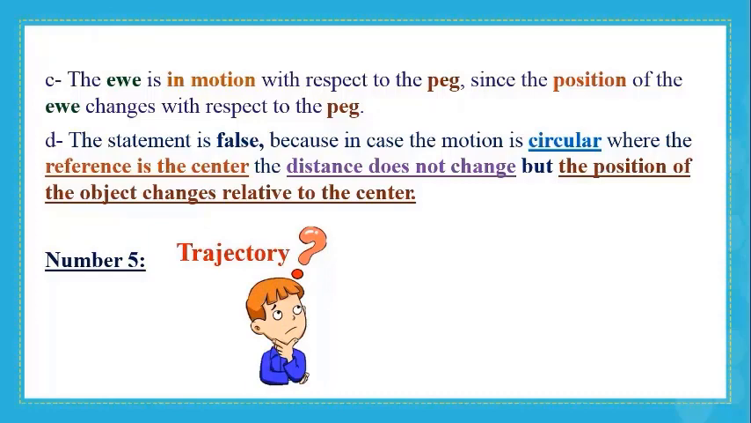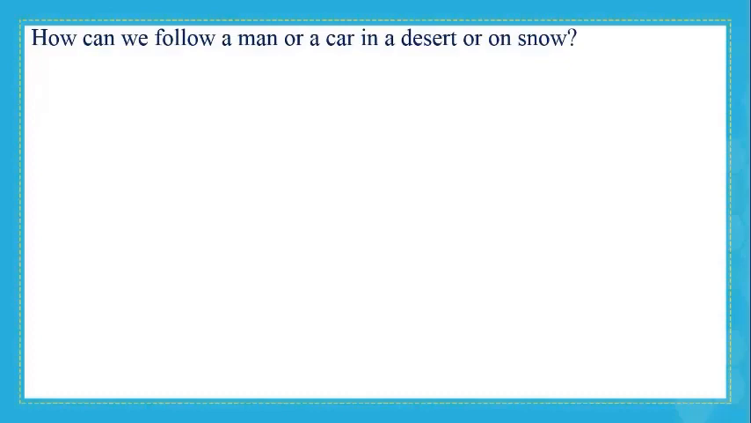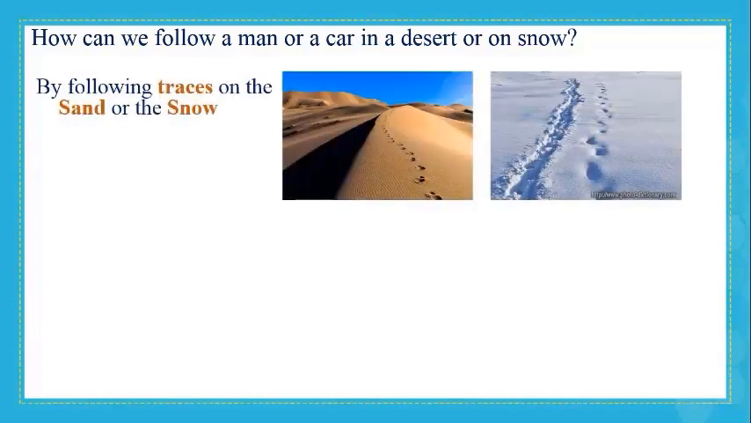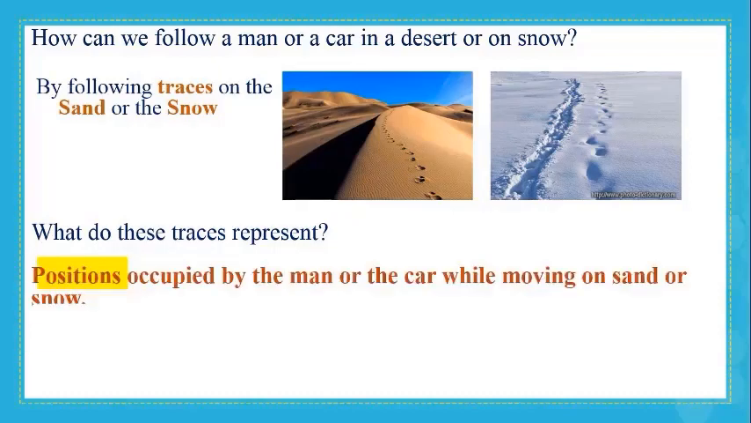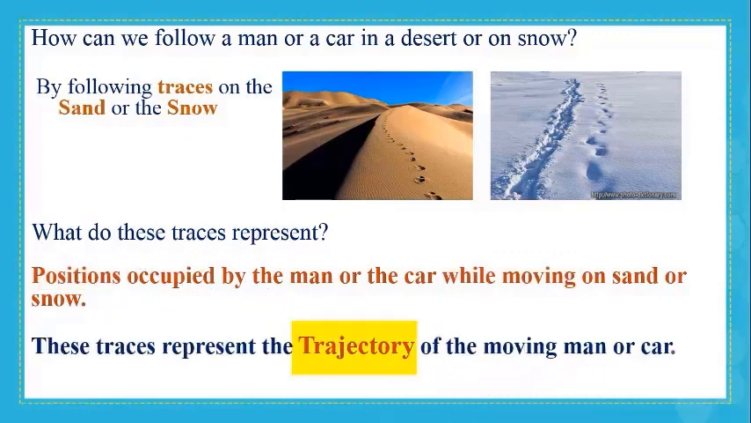You have to define trajectory. What is trajectory? Let's see. How can we follow a man or a car in a desert or on snow? By following traces on the sand or snow. What do these traces represent? Positions occupied by the man or the car while moving on sand or snow. These traces represent the trajectory of the moving man or the moving car.